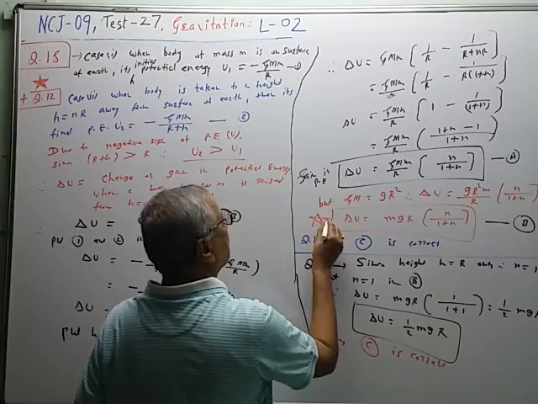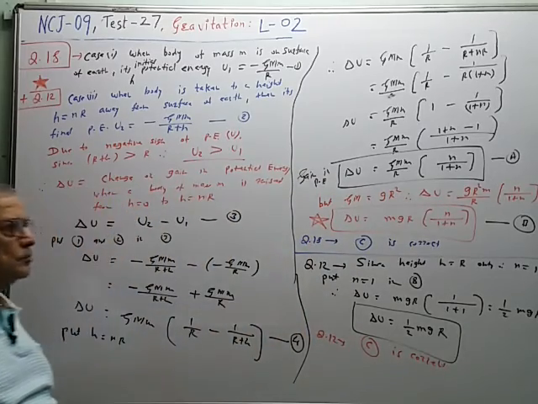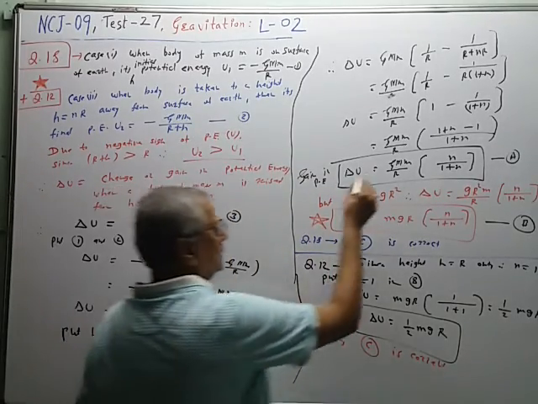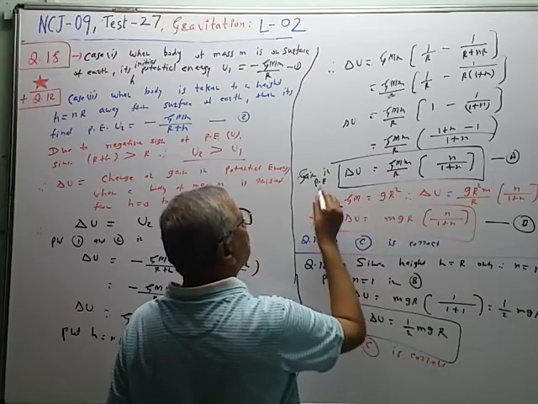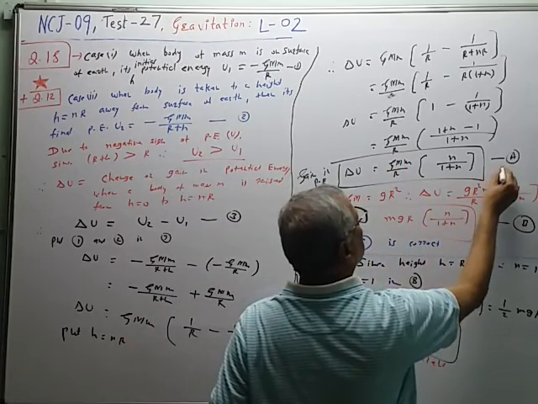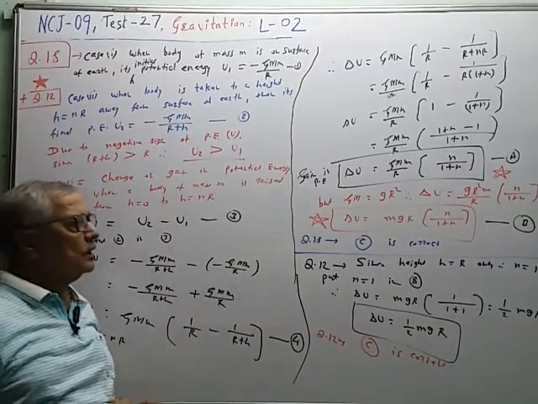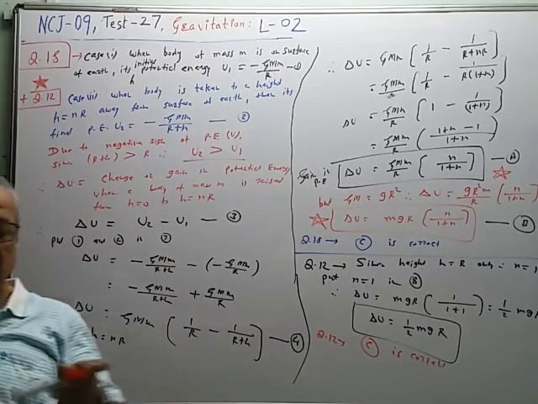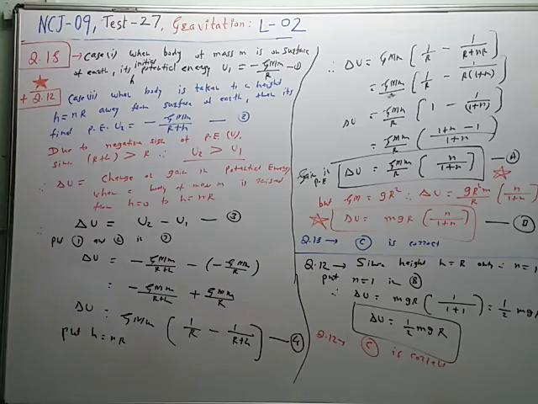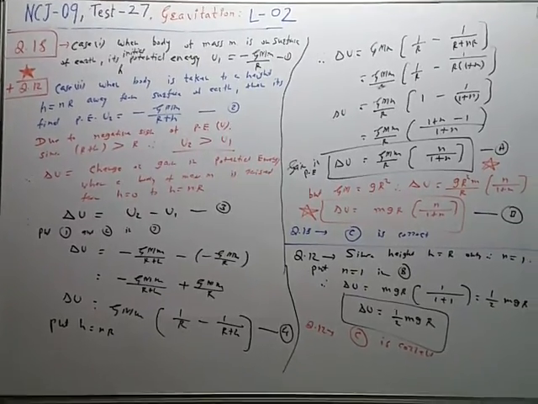This is a general formula, change in potential energy in terms of capital G and small g. Both the relations are important, so I have made a star. You can use this relation directly if the height is given in terms of radius of the earth.